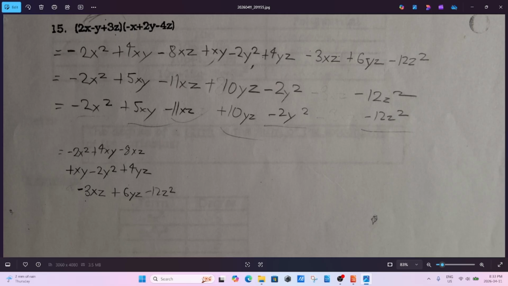And then we try to collect some like terms here. So for example, the xy, there's 4xy plus xy, so you get 5xy. There's negative 8xz minus 3xz, you get negative 11xz. And then you have the 4yz plus 6yz gives you 10yz, minus 2y squared, minus 12z squared. And it looks like that is the final answer because there are no more like terms to collect.